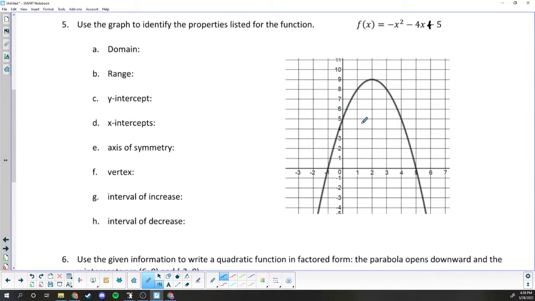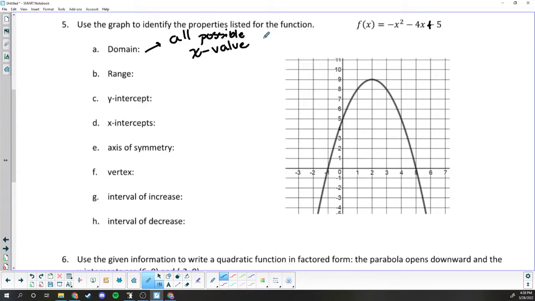Okay. So we have to answer all of these questions just using this picture. And it's doable. We can do it. Okay. We just have to know what they're asking, what they mean. So let's figure that out. Number 1, domain. This is on my board, by the way. So if you're in class right now watching, look up on my board. It's on there. Domain is all possible x values.